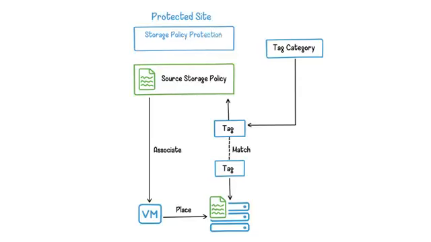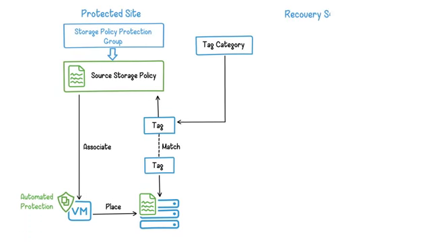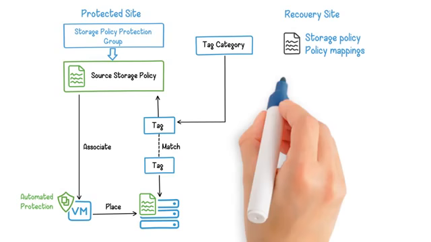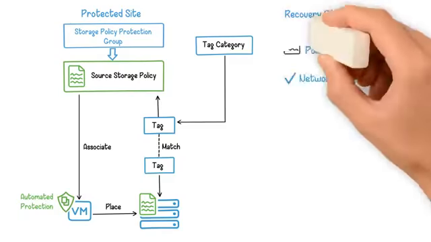And finally, create a storage policy protection group. At this point, the VM that resides on the compliant data store becomes automatically protected. To enable the recovery of your VM, configure a target storage policy and mappings on the recovery site. The rest of the inventory mappings are also required.